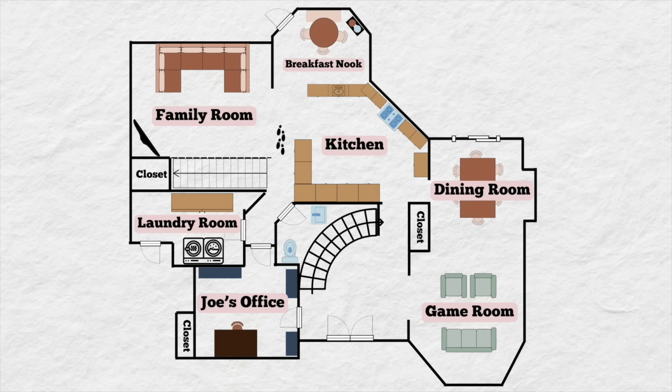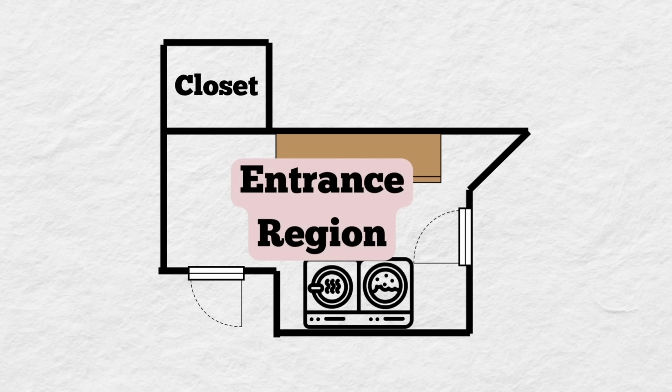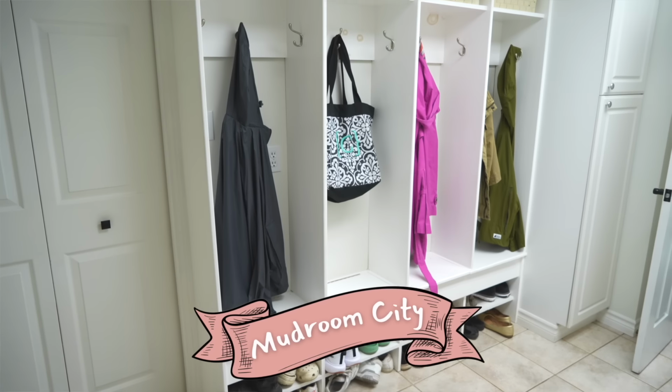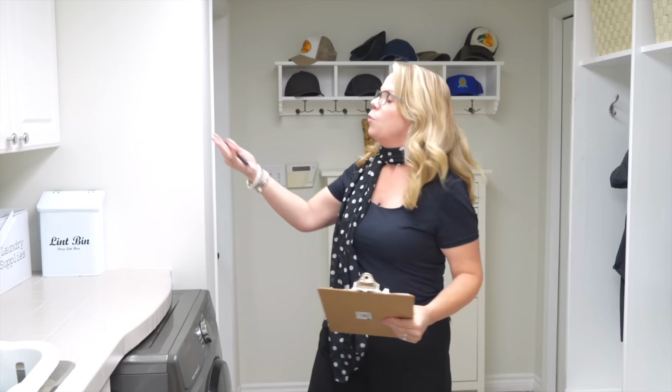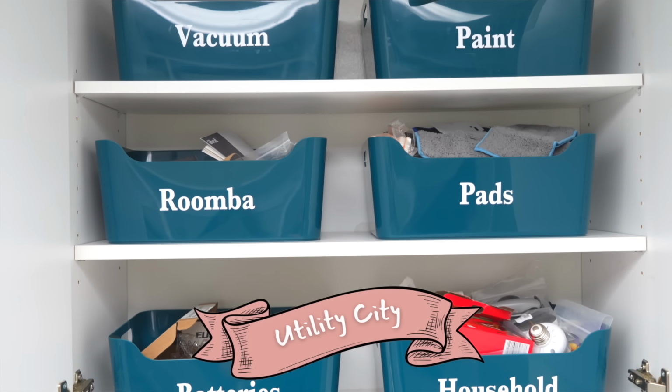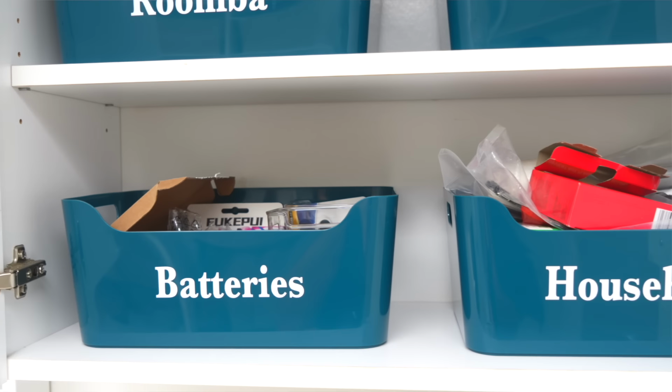So welcome aboard, folks, to your guided tour of organization. To your right, we have the entrance zone, or the landing zone, or the entrance region. And we can break that down further into cities. So coat and shoes, or mudroom city. And over here we have utility city. Basically, it's just where I keep things like batteries and household items, but each of those, that's a neighborhood.